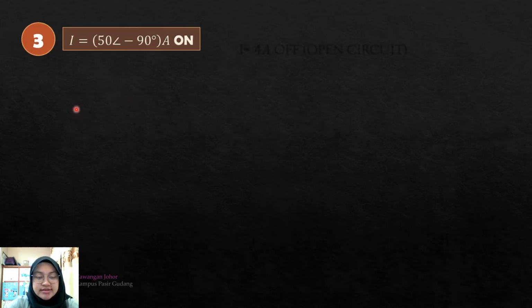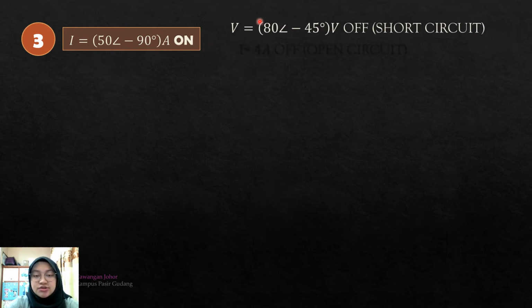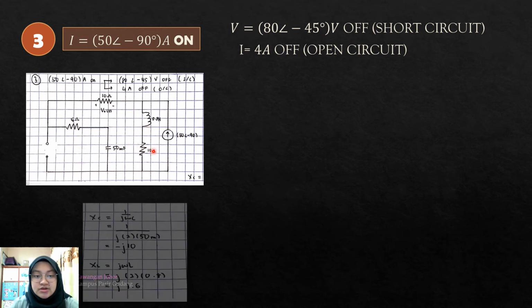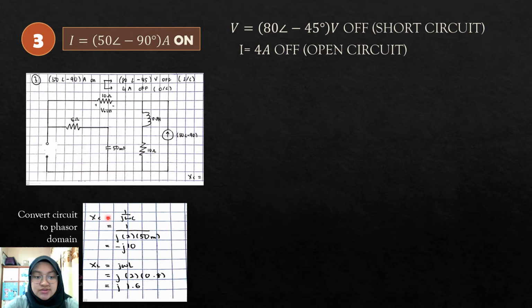Okay, so for the third source that I consider to be on is the current source, which is 50 angle negative 90 degree. So the other two sources, which are the voltage sources, will be short circuit, and the current source will be open circuit. So the diagram will be like this: open circuit and short circuit. Same as before, we must change the inductor and the capacitor into ohm by using the formula XC equals 1 over j omega C and XL equals j omega L.